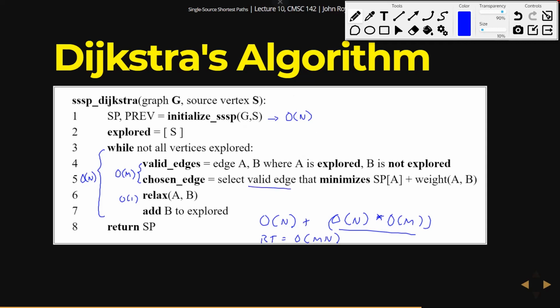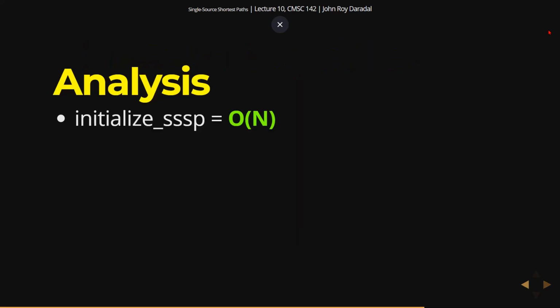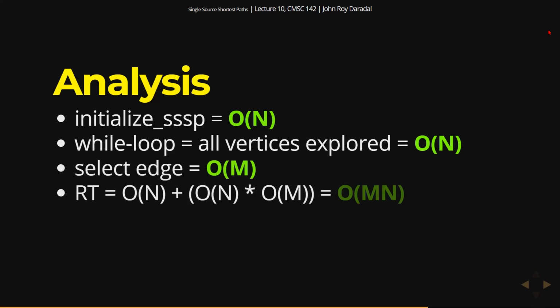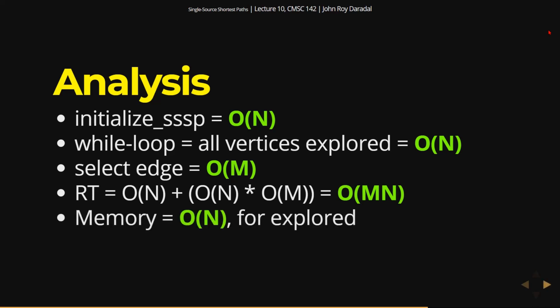Okay, that is minimum. So again, initialize SSSP is O of n. The while loop is O of n because you're trying to make all the vertices be explored. And then when you select the edge, it takes O of m, so the total running time is O of mn. And for the memory, it's O of n because we're keeping track of the explored nodes, right? So that would take at most n vertices, so that's why it's O of n memory.